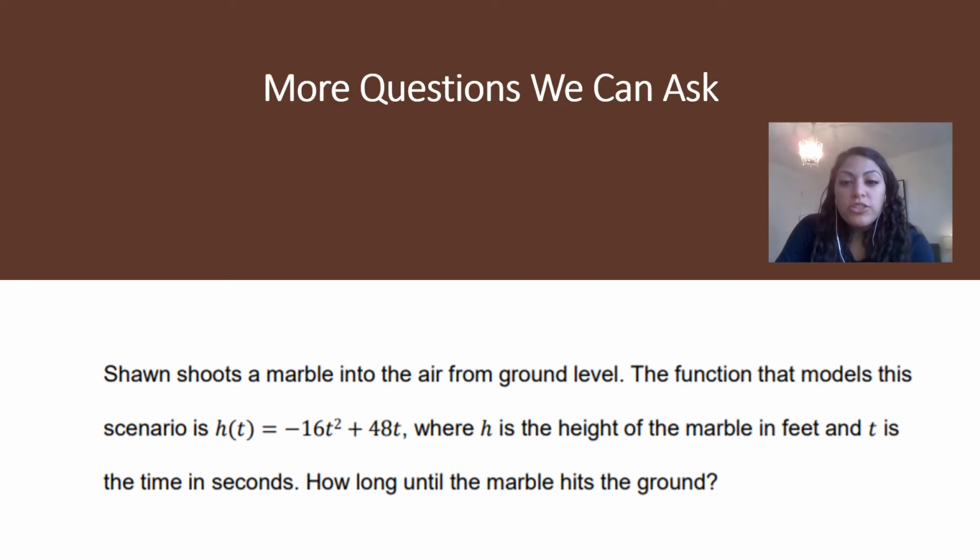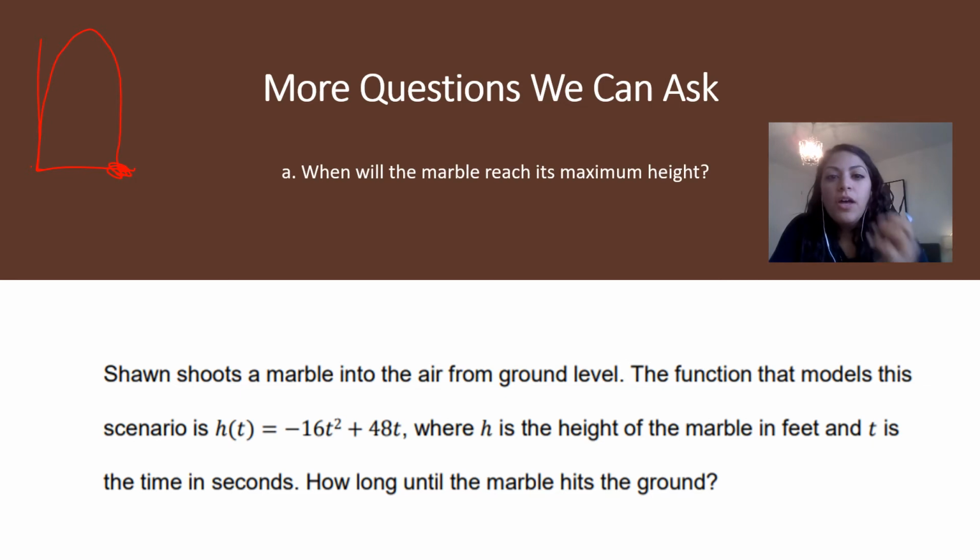Okay, so more questions we can ask. Using the same problem, there are other points in time on that parabola, right? We already talked about when it hits the ground again, right? But what about when will it reach its maximum height? Maximum height, you should be able to relate that to what? The vertex of the parabola, which is this point all the way up here, okay?